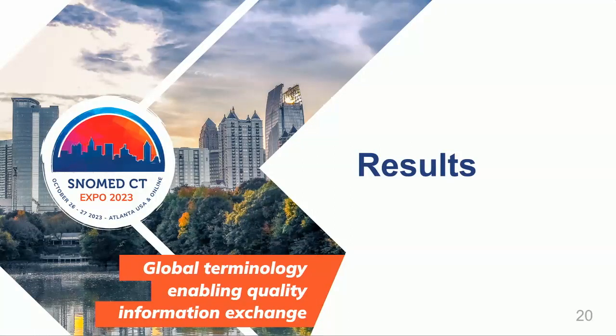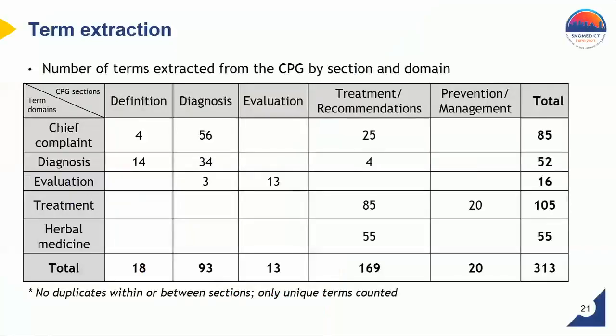So now here comes the results. This table represents numbers of terms extracted from the CPG by section and term domains. We were able to extract 313 terms from the traditional Korean medicine CPG for migraine. As you can see, treatment and recommendation sections of CPG had the most number of terms extracted, and we extracted the most number of terms in the treatment domain. When counting the numbers, duplicates were not counted within or between sections.